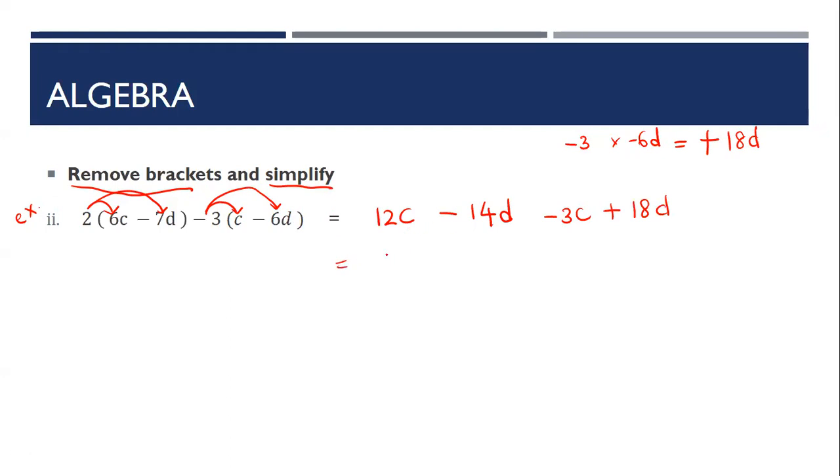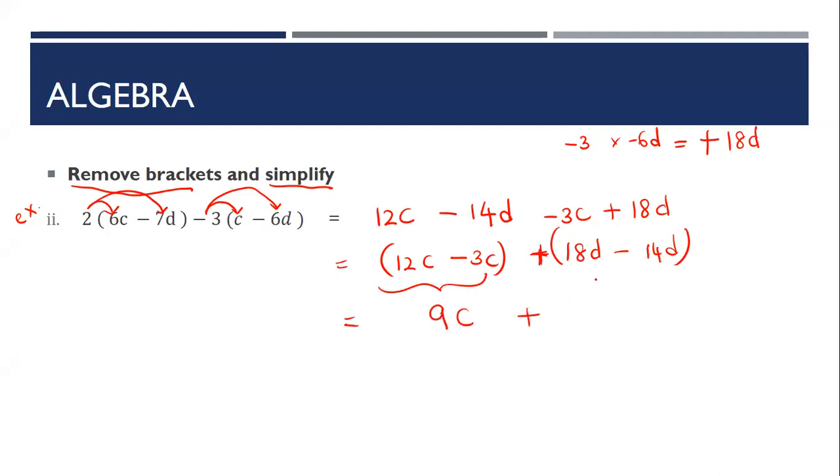So here I write the c terms, 12c minus 3c, and here 18d minus 14d. C and D terms are there. So 12c minus 3c is 9c, plus 18d minus 14d is 4d. So let's check the answer. Yes, we are getting the answer 9c plus 4d. We are getting the correct answer 9c plus 4d.